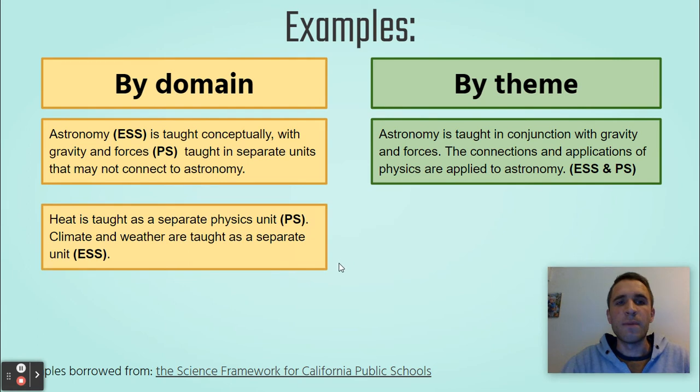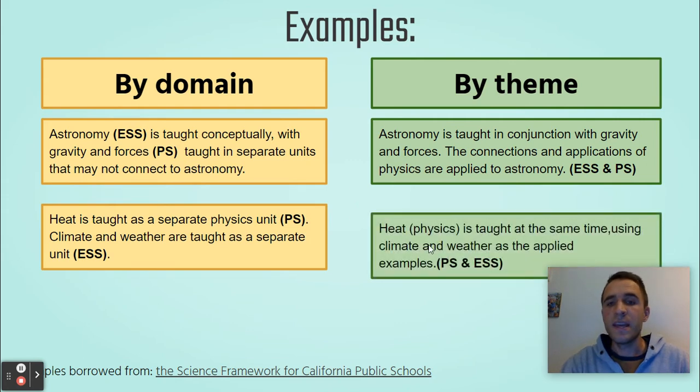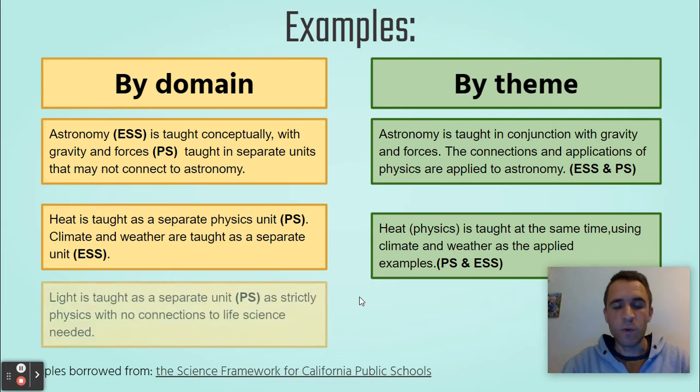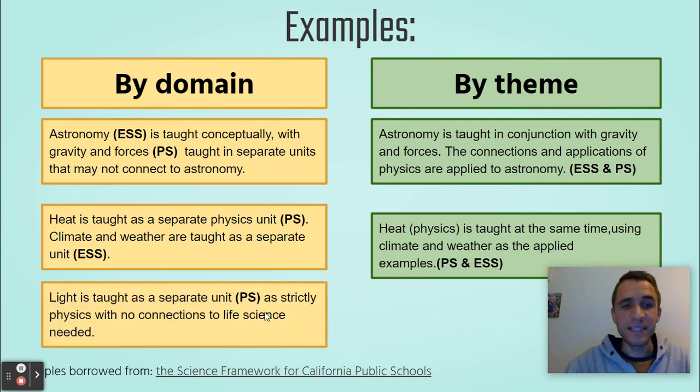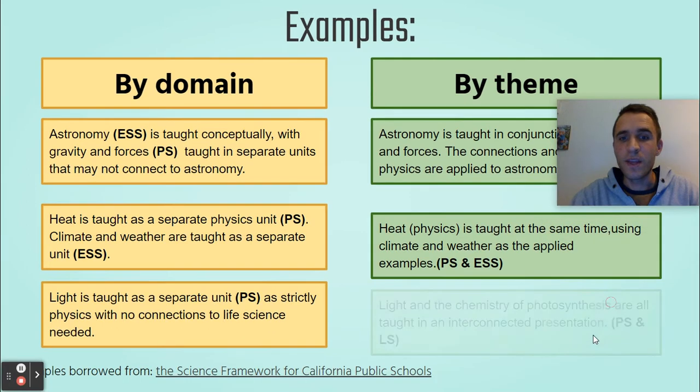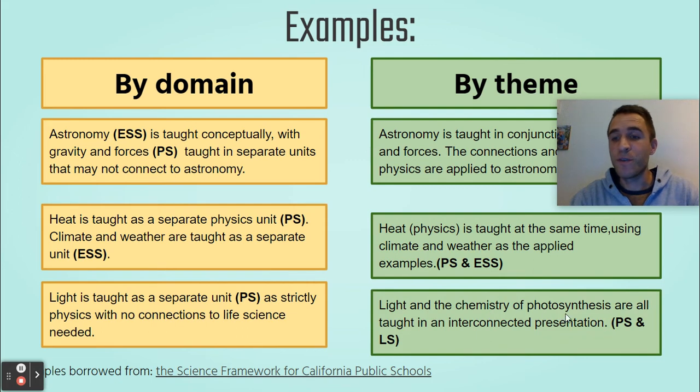Another example, by domain, heat is taught as a separate physics unit, and climate and weather is taught as a separate unit. Whereas if you do it by theme, heat or physics is taught at the same time using climate and weather as the applied examples. So right, in one unit you have PS and an ESS. One more example, light is taught as a separate PS unit, strictly physics with no connection to life science needed, whereas by theme would look like light and the chemistry of photosynthesis are all taught in an interconnected presentation, which would be a unit comprised of PS standards and LS standards.